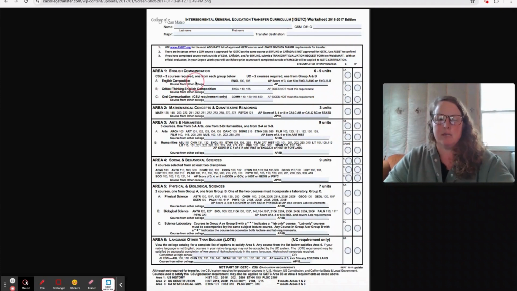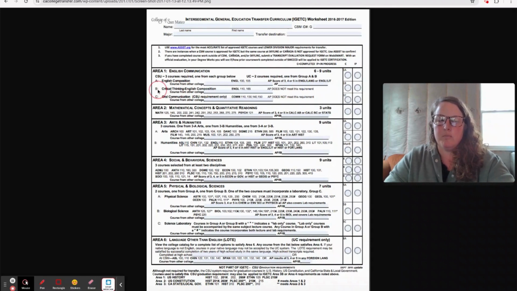So English composition, you would either take English 100 or English 105. And right here, it tells you that if you took AP classes in high school and you got a score of 3, 4, or 5 in English language or English lit, then it would satisfy this requirement, which is really cool. And then that's group A, and you would just say, check completed.